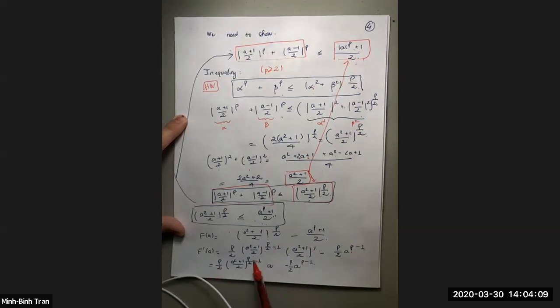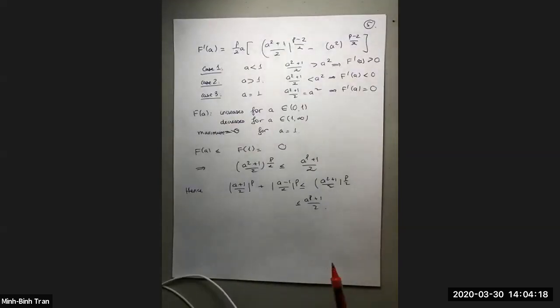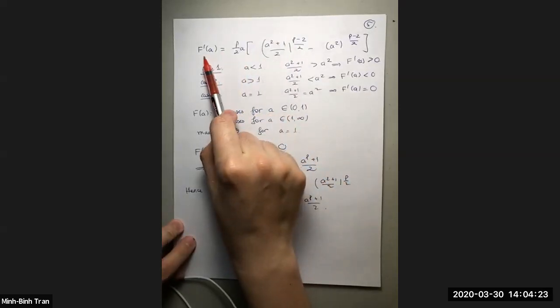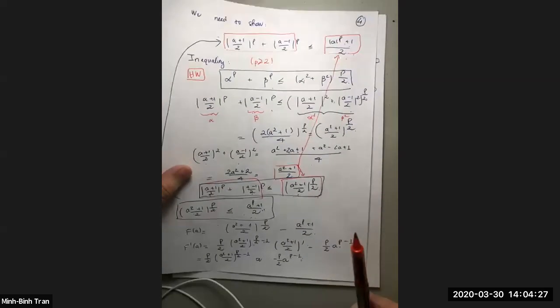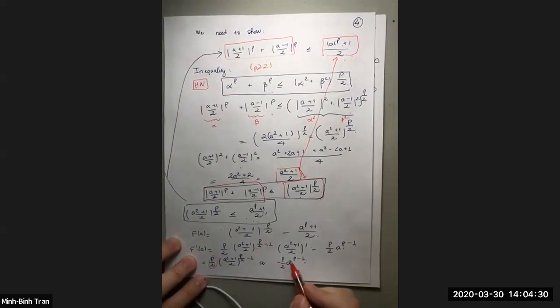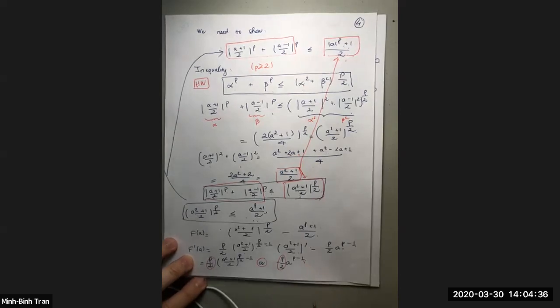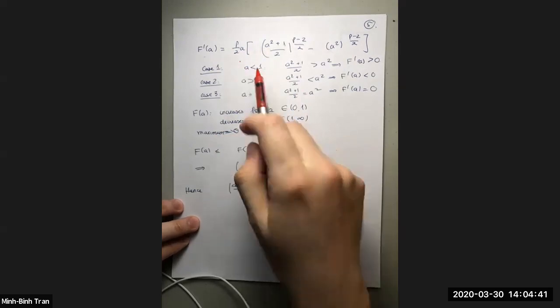So the derivative of this guy will be p/2 (a^2 + 1/2)^(p/2 - 1) a - p/2 a^(p-1). All right. So now I'm going to write down f'(a). How do I write it clearly? I'm going to put p/2 to be the common factor. I put a to be the common factor, but here I have to reduce the power of a to p - 2. All right. So I put p/2 to be the common factor.